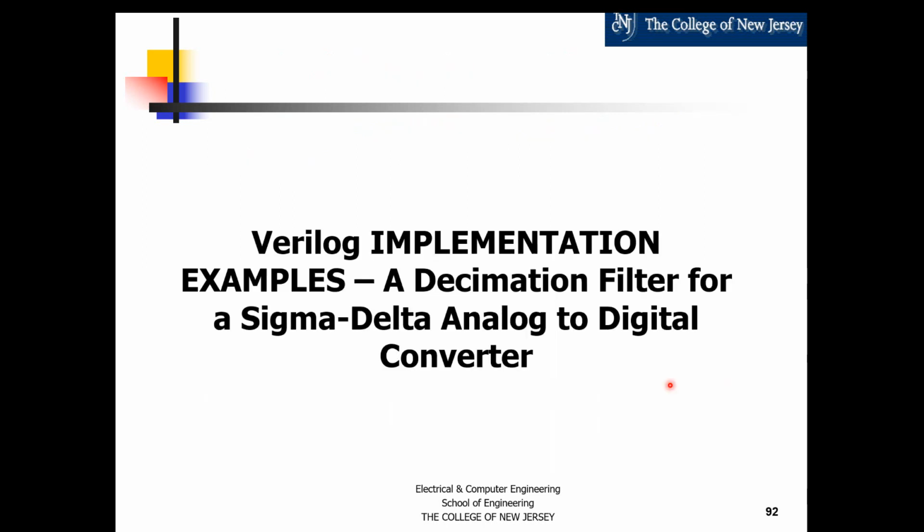And with that behind us, I want to present a real world implementation example in Verilog, which is part of an analog to digital converter that uses a sigma delta approach. And in the context of that architecture for an analog to digital converter, there is a part called a decimation filter, which is a digital filter. And this is a very important part of the converter.